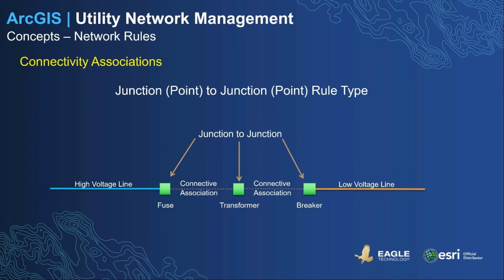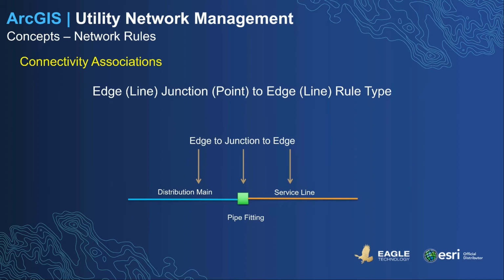Edge-to-junction-to-edge rules constrain what type of line features can connect on either side of a point feature. In the water network, an example would be a main pipe connecting to a service pipe by a particular fitting type.